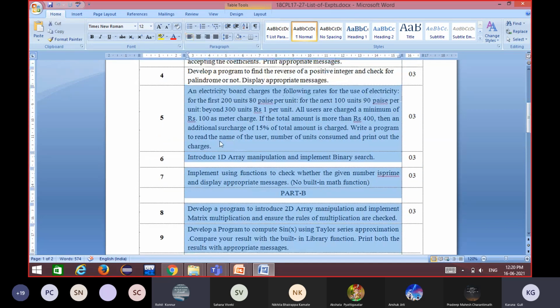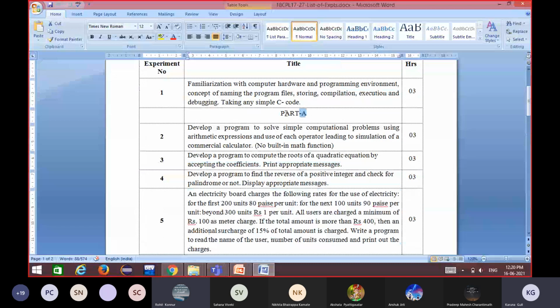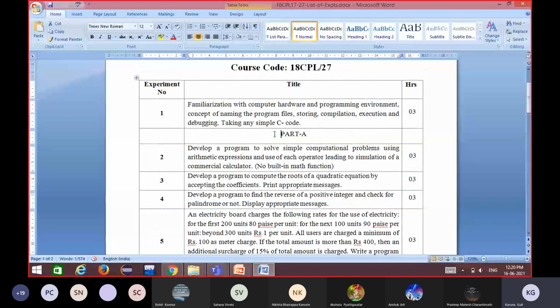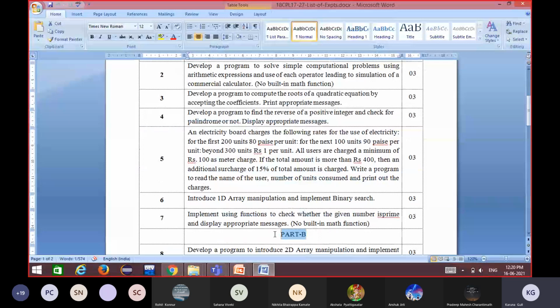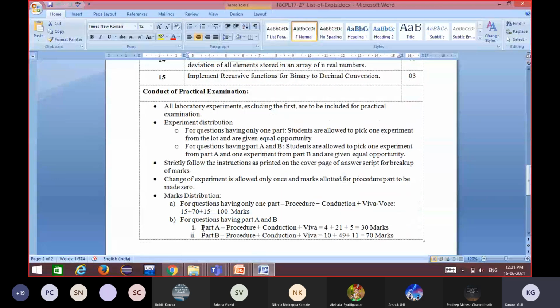Now I'm going to do this experiment first. You have part A and part B here. Part A has less weightage compared to part B. Part A covers procedure and conduction, plus viva. If you look at this, 30 marks is dedicated for part A, and for part B, 70 marks is dedicated.